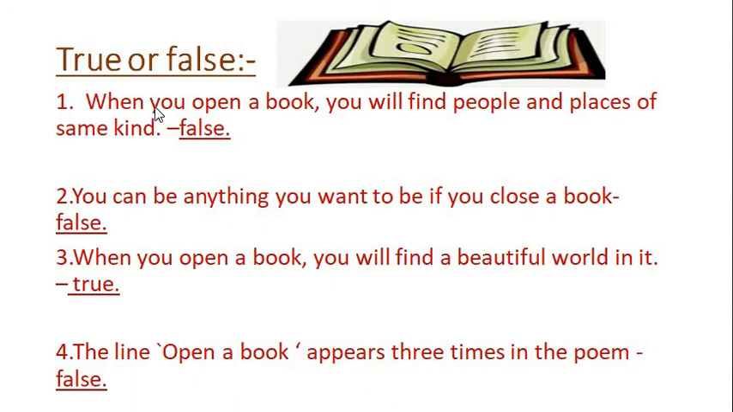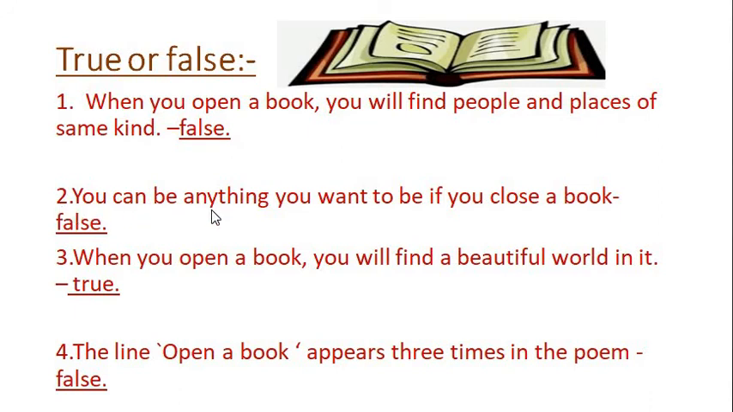Now, when you open a book, you will find people and places of same kind. So this sentence is false. What is the spelling of false? F-A-L-S-E, false. So you have to write in the answer false. Number 1: when you open a book, you will find people and places of same kind. That sentence is false. No, we find people and places of different kind. So this sentence is false. Have you understood this?